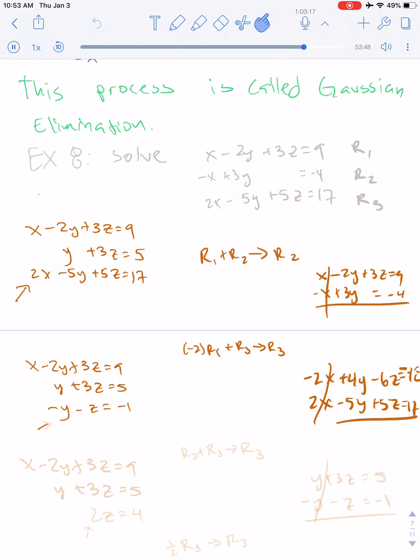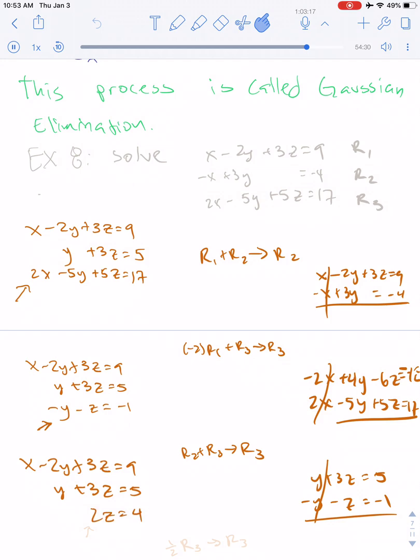So now I need to get rid of this negative y. Luckily, the coefficients are the same, just opposite signs. So I'm just going to add row 2 plus row 3 and change that to my new row 3. So the first 2 equations stay the same. Let me put that here. Oh, that's not supposed to be an image, but okay. And then my equations are y plus 3z equals 5, negative y minus z equals negative 1.